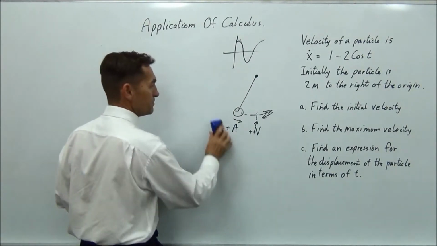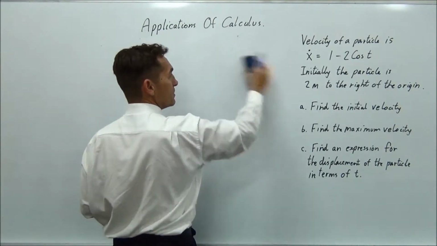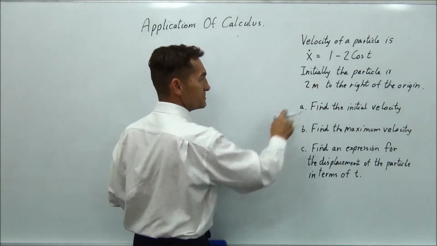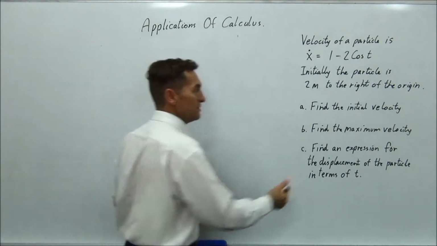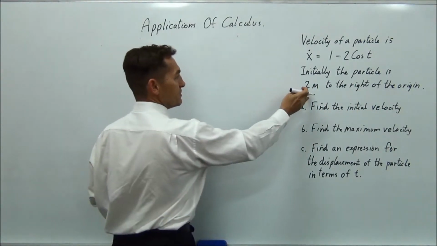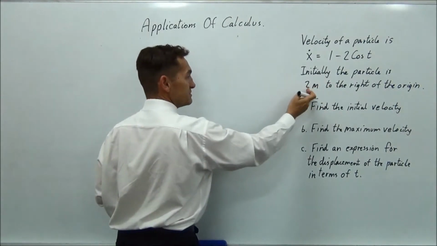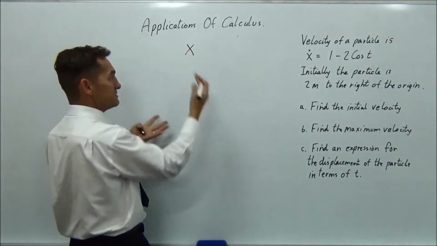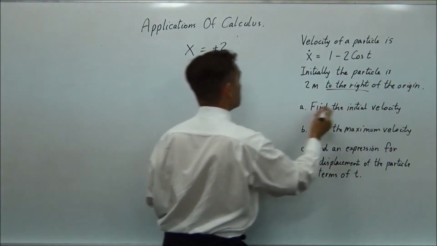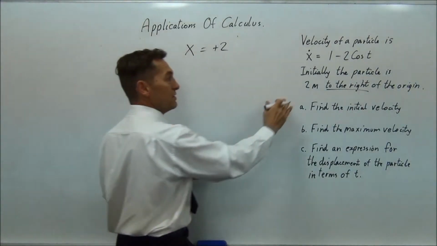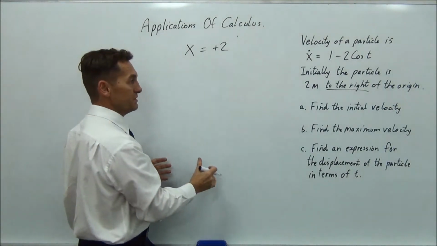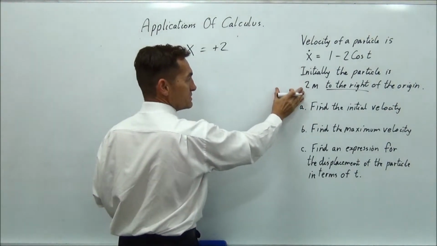So we're looking at a velocity of a particle of 1 minus 2 cos t. It says initially the particle is 2 metres to the right of the origin. That's another point to note. To the right of the origin means this is positive. So if you're working with displacement, which this is stating, you're saying that x to start with is plus 2. So to the right is positive. If it said I'm 2 metres to the left, this would be negative. You'd start off with a negative displacement, okay? So in this question, the displacement is positive.